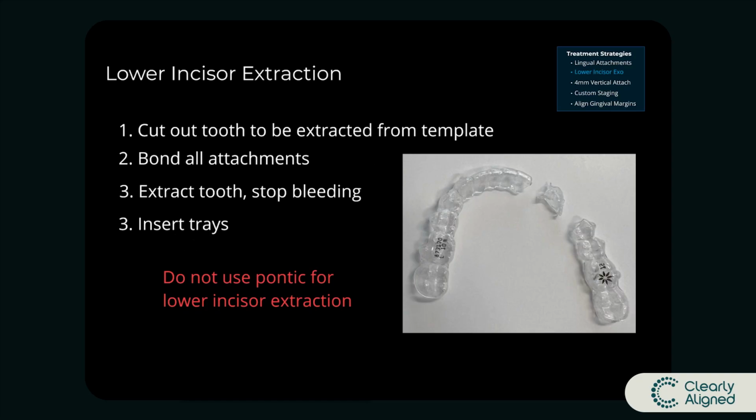So what you're going to do is take a pair of scissors and just cut out that individual tooth. You're going to fill up the attachment template, so all these little wells are going to get filled with dental composite. And then you bond on those little attachments in two pieces. So just cut out the tooth that's going to be removed and throw that little piece away, and then bond on the other attachments. Then you're going to extract the tooth. You'd stop the bleeding, just have them bite down on gauze. And then after 5 minutes, you can pop the trays in.